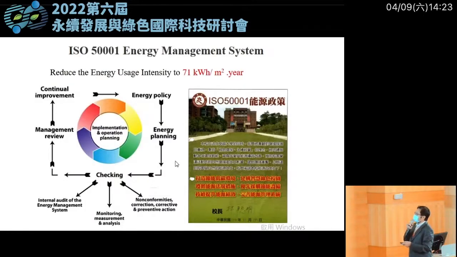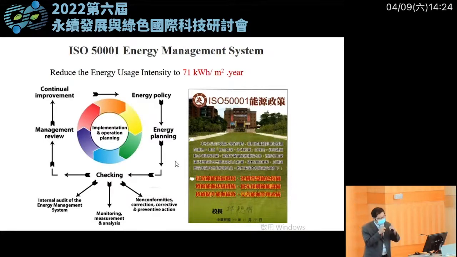So this, you can see, is the certification of the ISO 50001. This is the energy management system. This year, our President Lin gave a signature to say we will follow the rules of ISO 50001. And after we did this setup, we are very proud that our energy usage intensity is only 71.